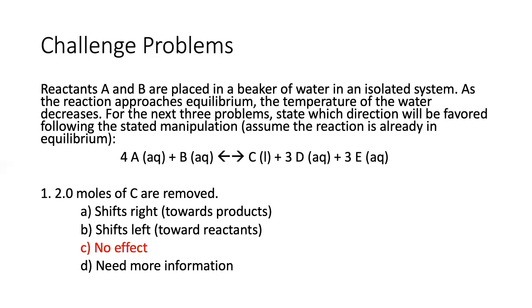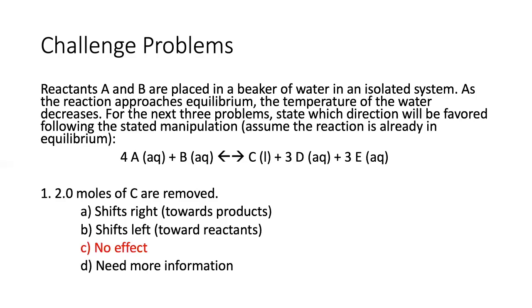Okay, so our first three problems are actually a chapter 13 Le Chatelier's principle question. Okay, so we're in an isolated system with two reactants, reactant A and reactant B. And as the reaction approaches equilibrium, meaning as the reaction goes, the temperature of the water decreases. Again, remember that these reactants are placed within this water system. It says for the next three problems, state how each manipulation will affect equilibrium.